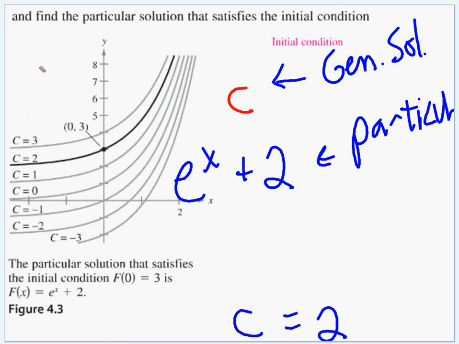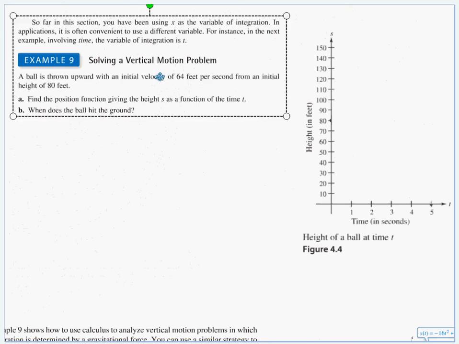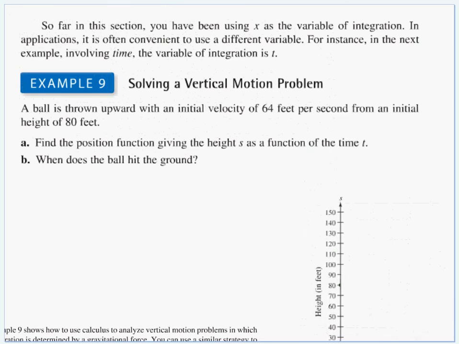And I think that just leaves one more example. Remember way back when we learned deriving and initial velocities, we had a diver diving into a pool. Here, we're going to do a similar problem, but in reverse. It says in the book, so far in this section, you've been using x as the variable of integration. In applications, it's often convenient to use a different variable. For instance, in the next example involving time, the variable of integration will be t.